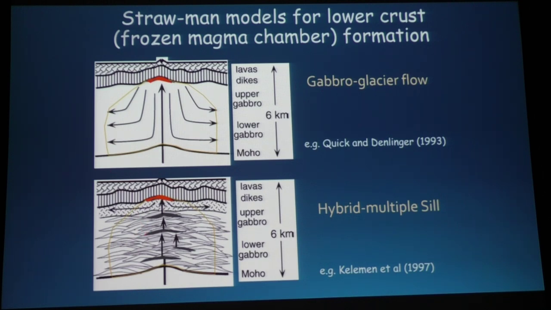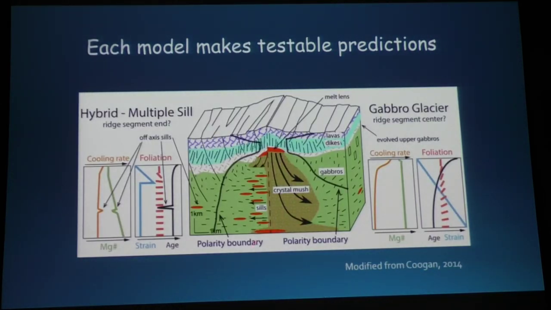And so what we were up to was to try and collect a bunch of rocks to test these models. This was a picture we actually had in the proposal. The idea is, on this side is the multiple sill model. We're injecting a bunch of sills. On this side, the gabbro glacier flow model. We're flowing the crystal mush. And we don't have to go through these in detail, but here are a bunch of predictions.